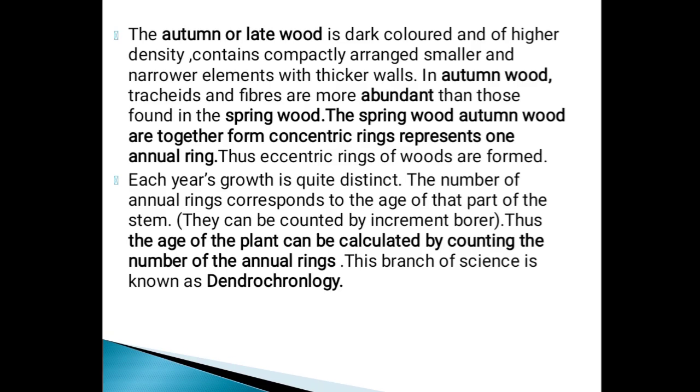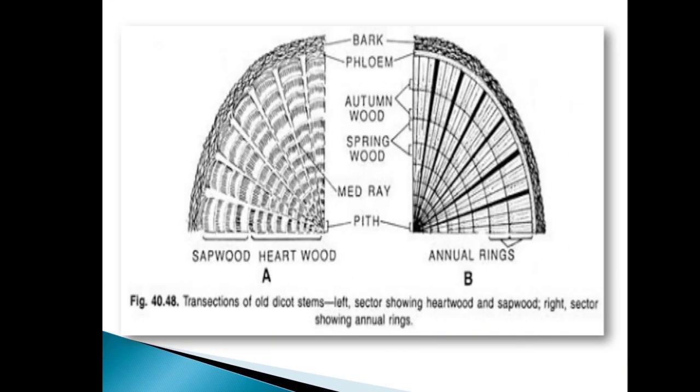Whatever I have explained can be seen here. In A and B, you can make out the annual rings which are developed. In this image, you can make out the transverse section of the old dicot stem, the sector showing heartwood and sapwood, and also showing the annual rings.